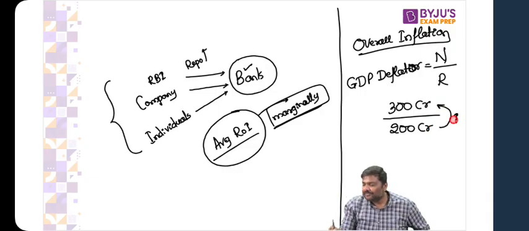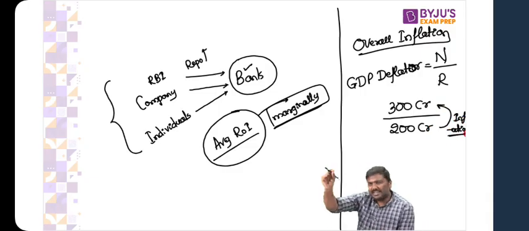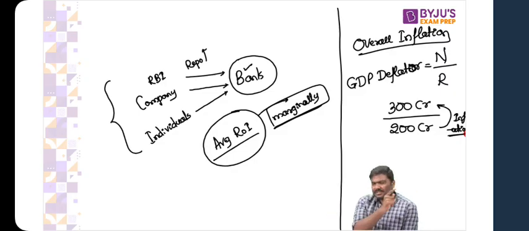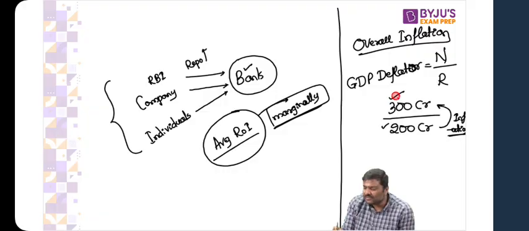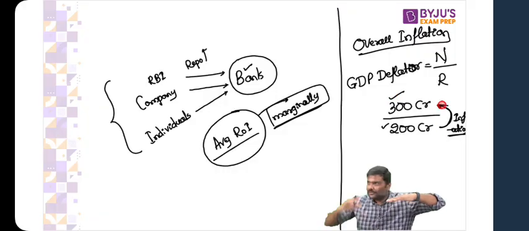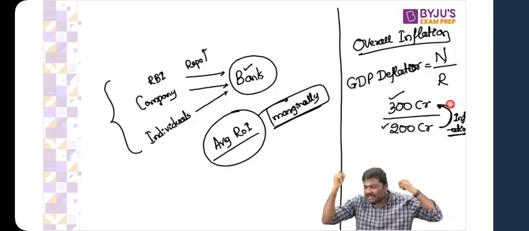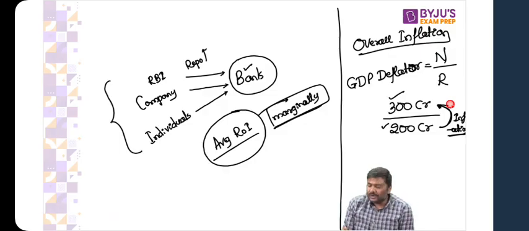Nominal GDP, current market prices. Real GDP, constant prices, base year prices. If the real GDP is 200 crore and nominal GDP is 300 crore, why is there a difference? Because there is inflation. Because between 2011-12 and 2023, there is inflation. Because of inflation, the nominal GDP is much higher. And if you get this as 1.5, the GDP deflator is 1.5 here. What is the indication? What is the inference?